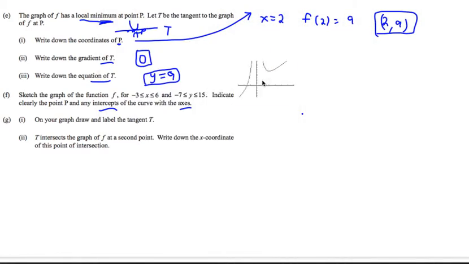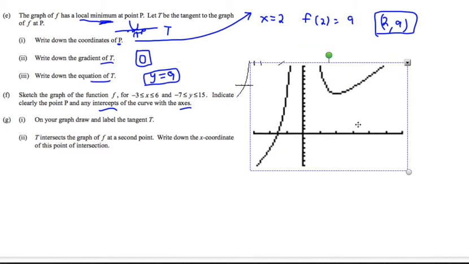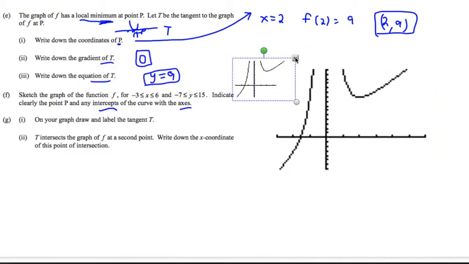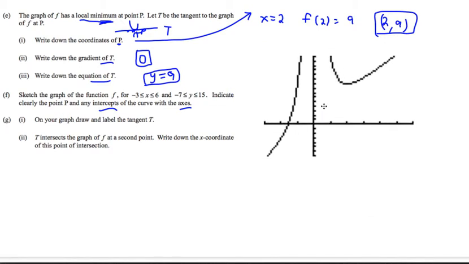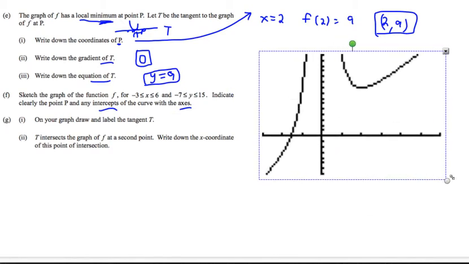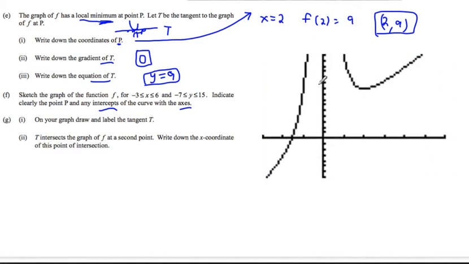Alright. So to indicate to the person that's marking this that you clearly understand things, you need to clearly indicate your scale is what they asked for, and there is an x-intercept. Here is a minimum. So it says sketch the graph, indicate clearly the point P. Okay, this is my point P, and any intercepts of the curve with the axes, alright? So that is this point here.